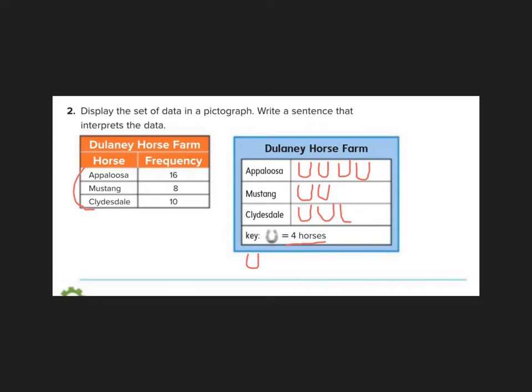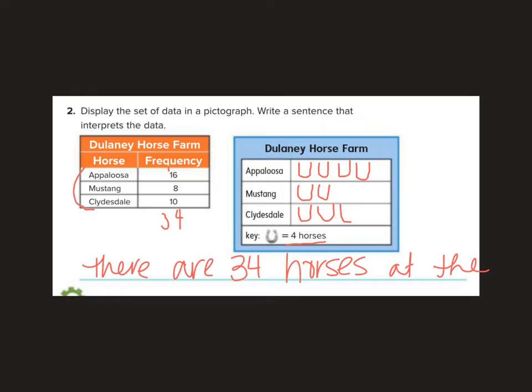Write a sentence that interprets the data. So another sentence I could write down is, how many total horses are at the farm? So 8 and 6 makes 14, 34. So I could interpret the data by saying there are 34 horses at the farm. The Delaney horse farm.